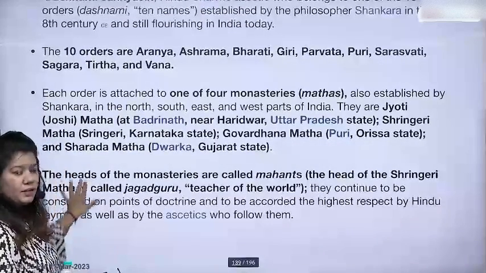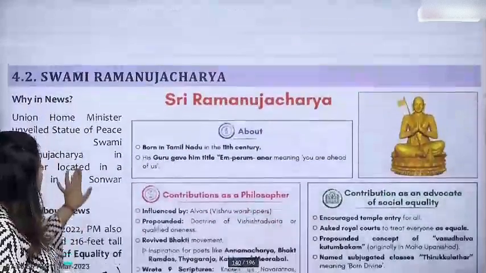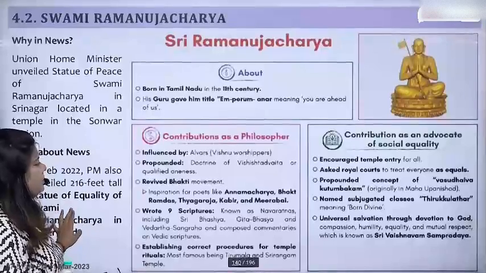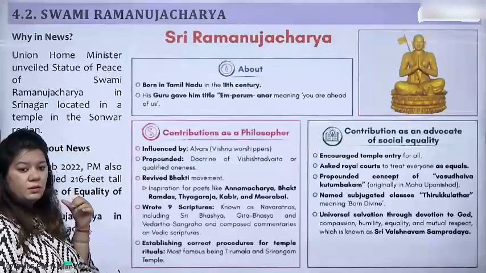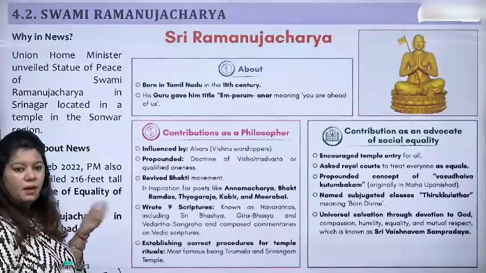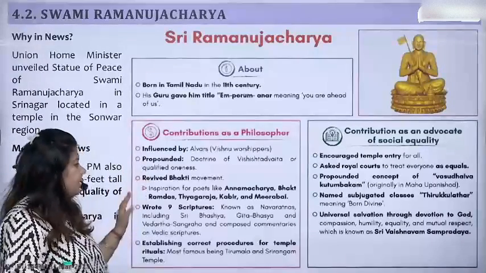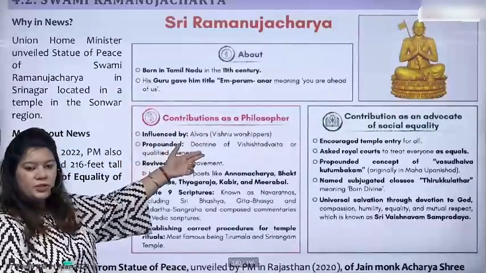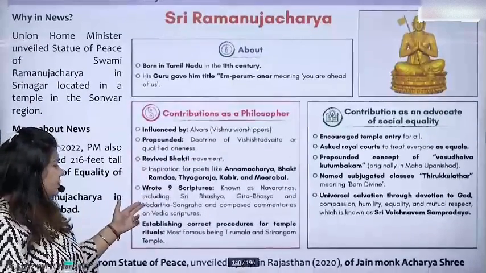And heads of mutts are called Mahants. Now coming to Ramanujacharya, his time period is the 11th century, right? He was an Alvar. Sri Adi Shankaracharya was a Shaivite, right? And he is a Vaishnavite. Okay? So he revived the Bhakti movement. You now know what is Vishishtadvaita, qualified monism. Okay? Nine scriptures he wrote.